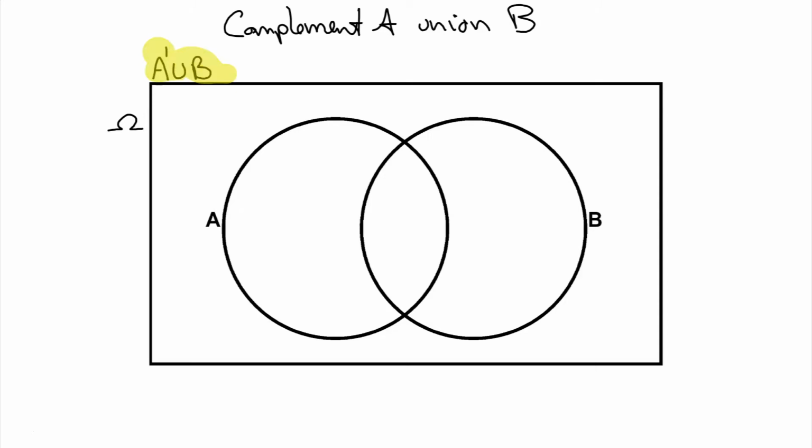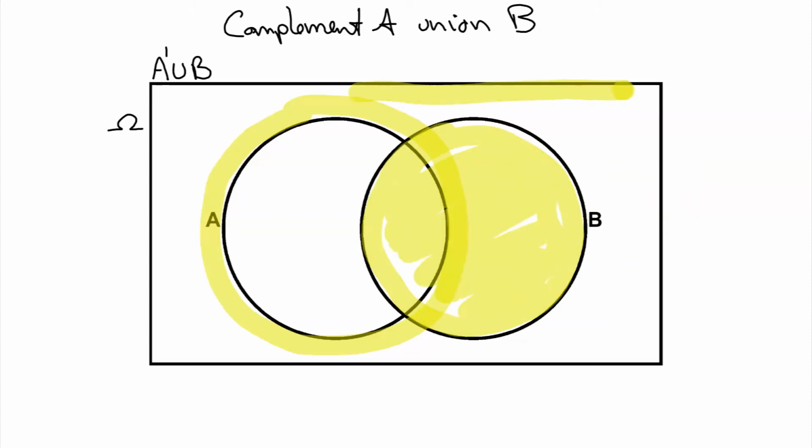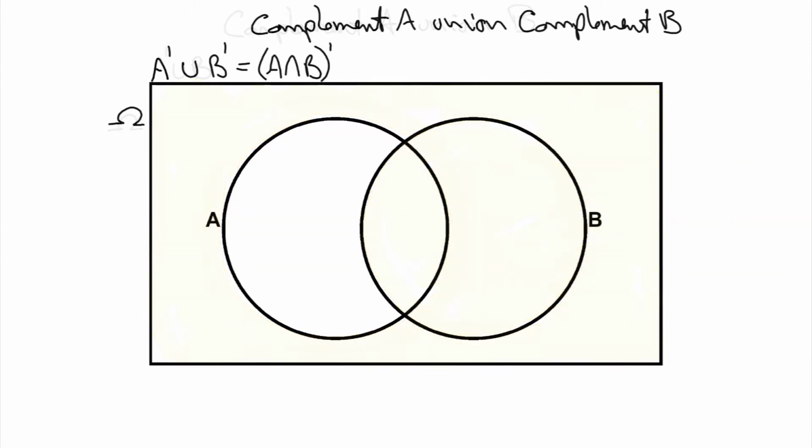Complement A union with B. So that's everything that is not A, or it can be in B. So that then allows us to bring in part of A since it can be in B. And everything that's outside. The complement of A in union with the complement of B can also be written as take the intersection of A and B, so that's the intersection instead of union, but do the complement of that. So sort of like take the intersection and then take everything that's not the intersection.